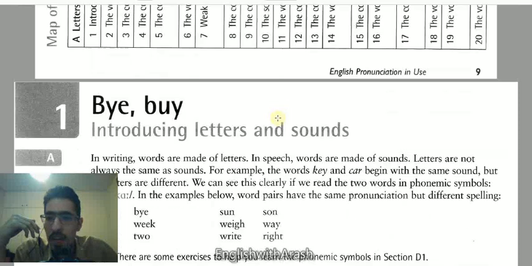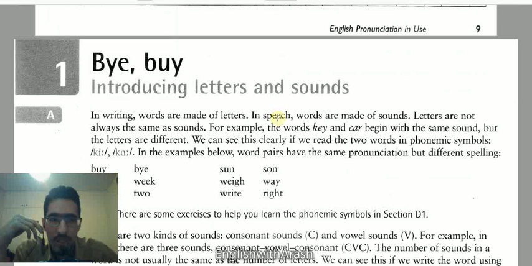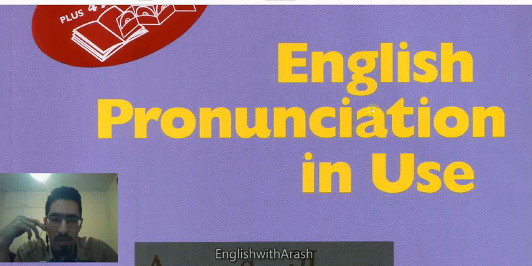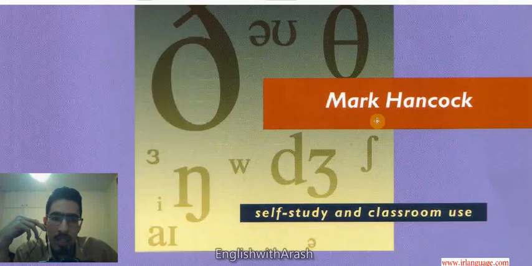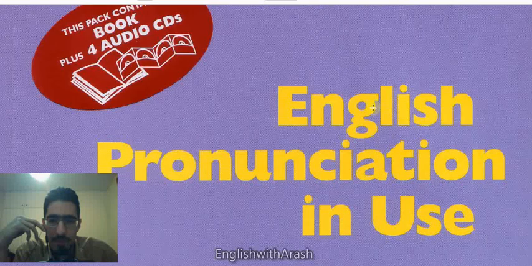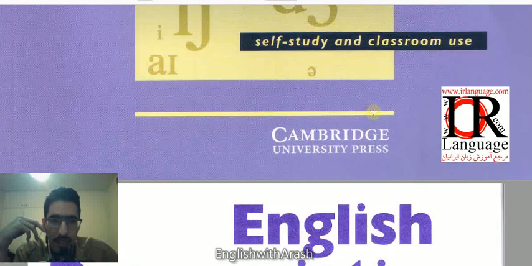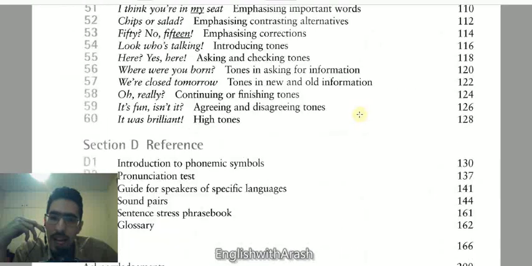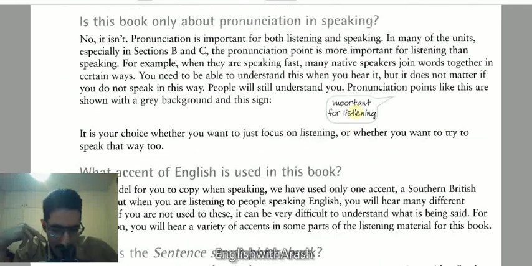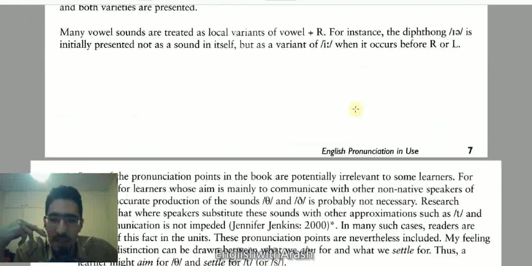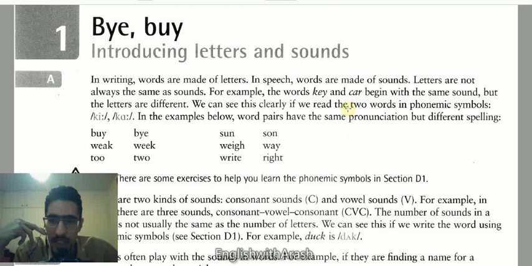In this part, we're taking a look at the first unit of this book, Pronunciation in Use. This is by Cambridge, and this is the intermediate level. Let's get started. The first unit talks about letters and sounds. So let me get to the first lesson, introducing letters and sounds.